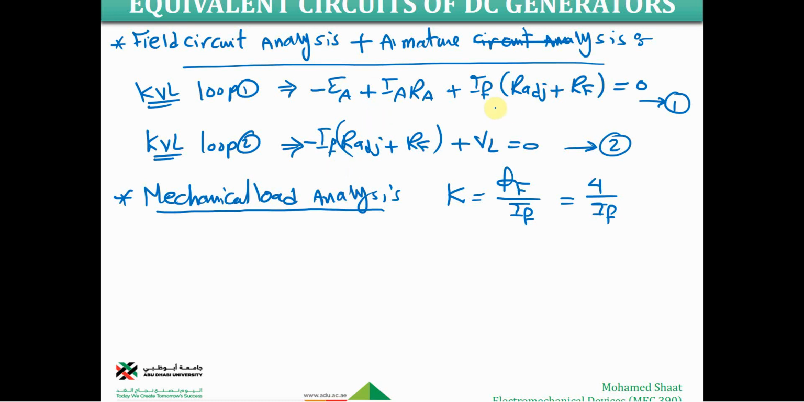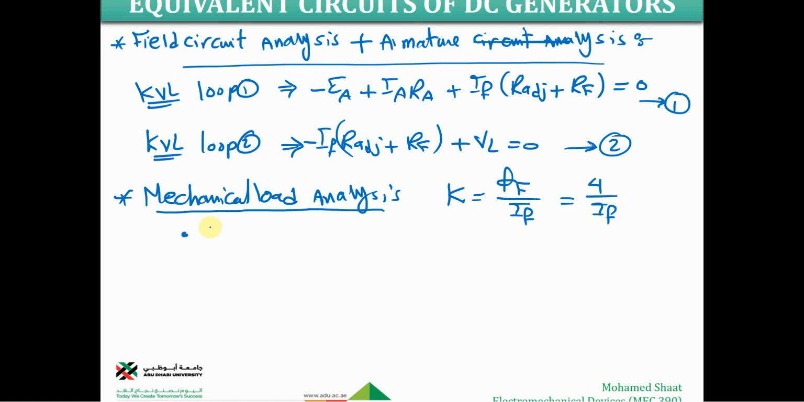We can get it here, but if we decided to calculate IF, we have no clue how much is EA, how much is IA. The same thing here, we don't know how much is VL. VL is the main output. So it means that we have a system of equations that should be solved at once. So that's why this K will be obtained in terms of IF. This is what we're gonna use.